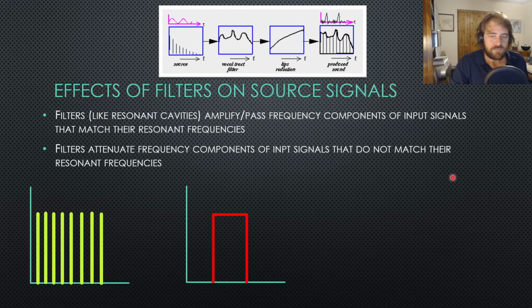And then, of course, filters also attenuate frequency components of input signals. So filters are going to attenuate frequency components of input signals that do not match their resonant frequencies. So if they're allowing things to pass that do match the resonant frequencies, they are going to stop frequencies that don't match the resonant frequency.